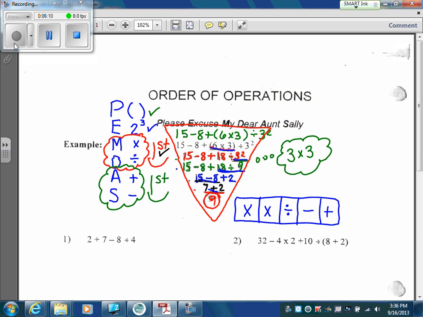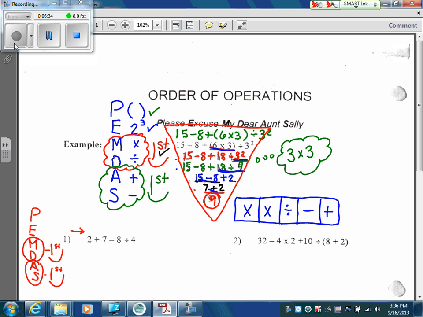Okay, so let's look at number 1. I'm going to start with writing PEMDAS on the side. I'm going to remind myself that these two are special. It's whichever one I see first. These two are special. It's whichever one I see first. So I'm going to look from left to right.